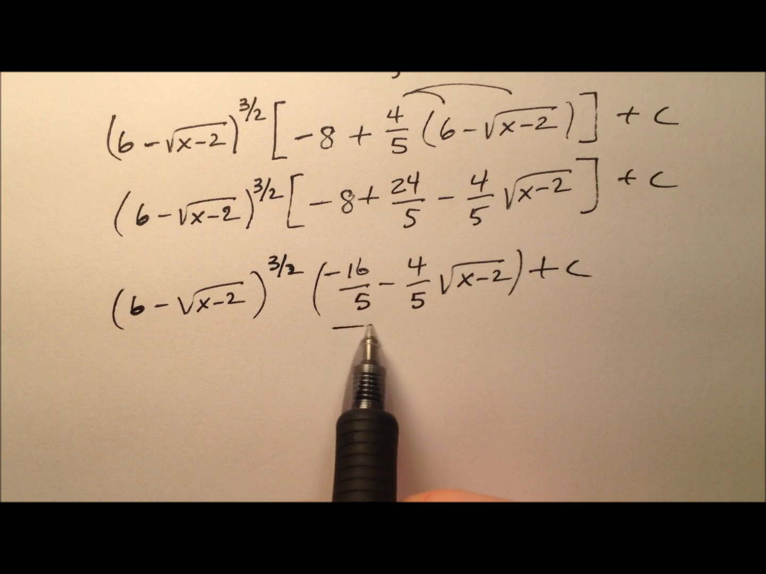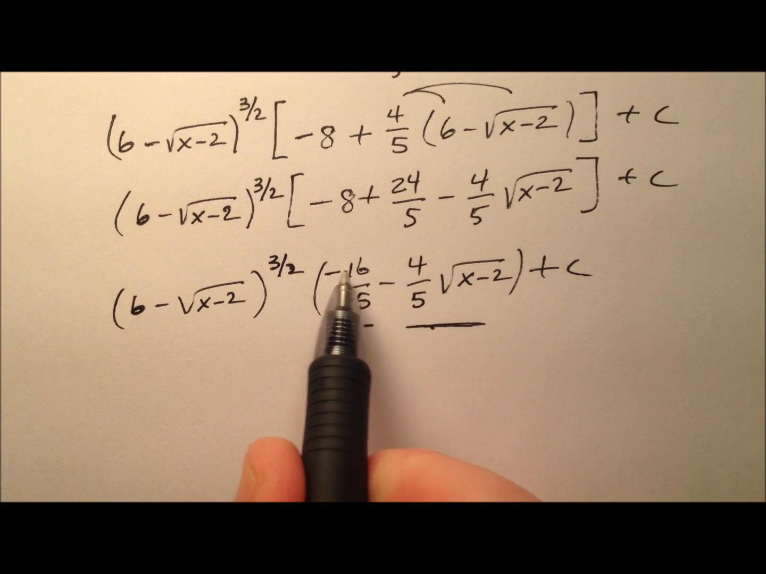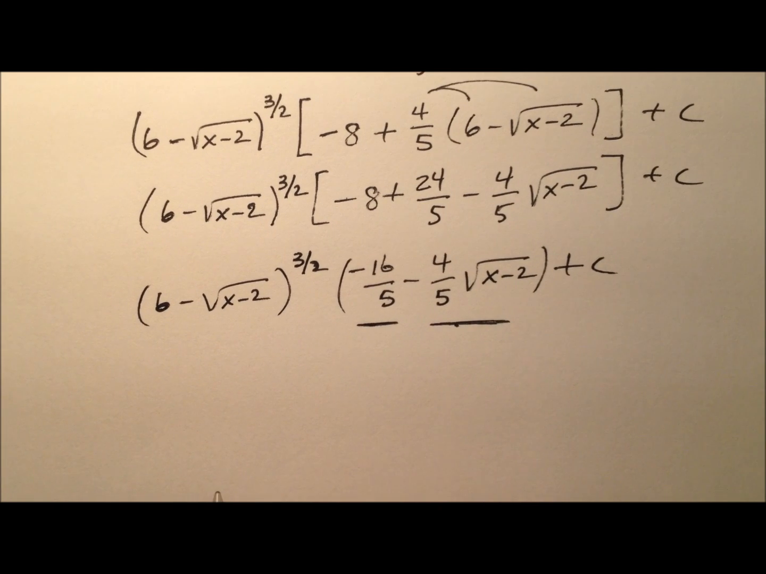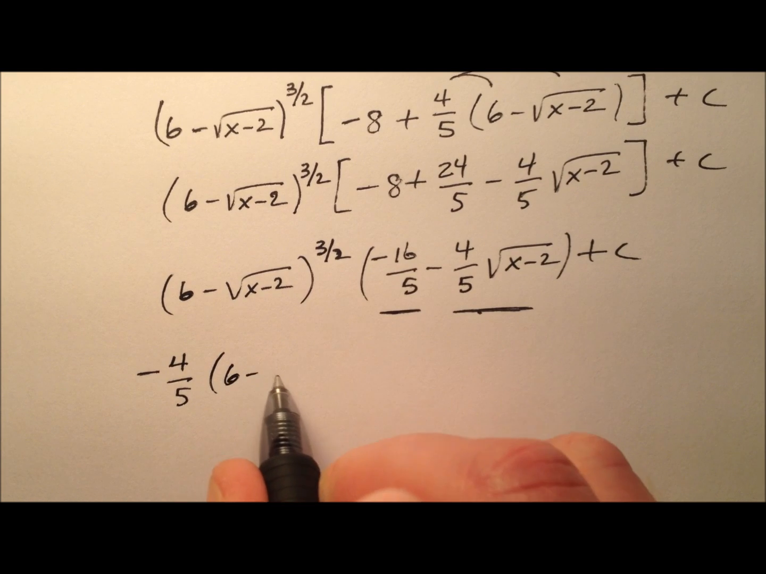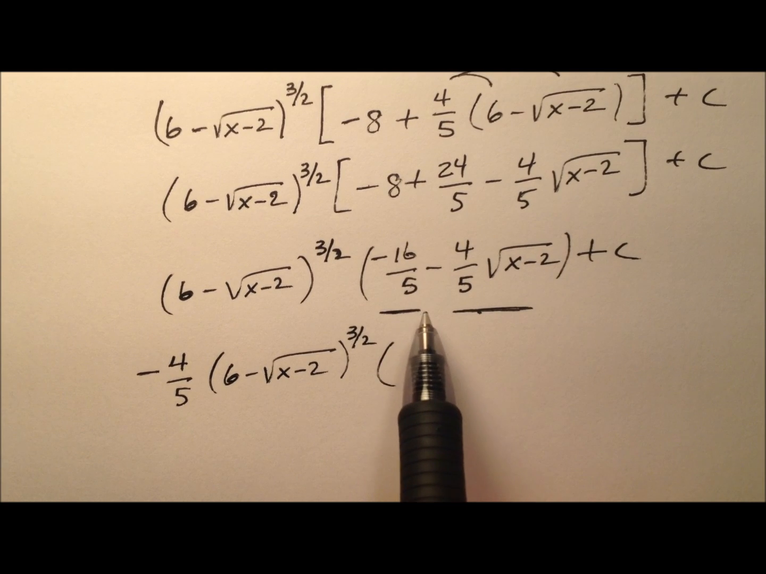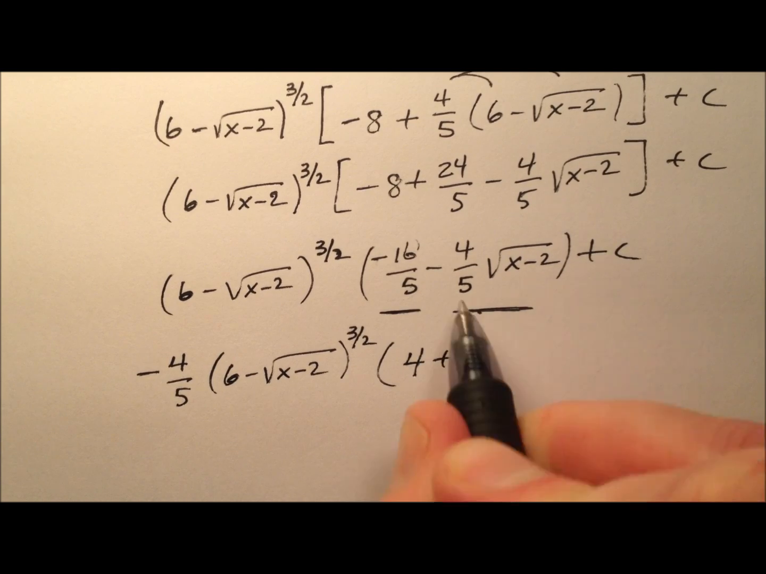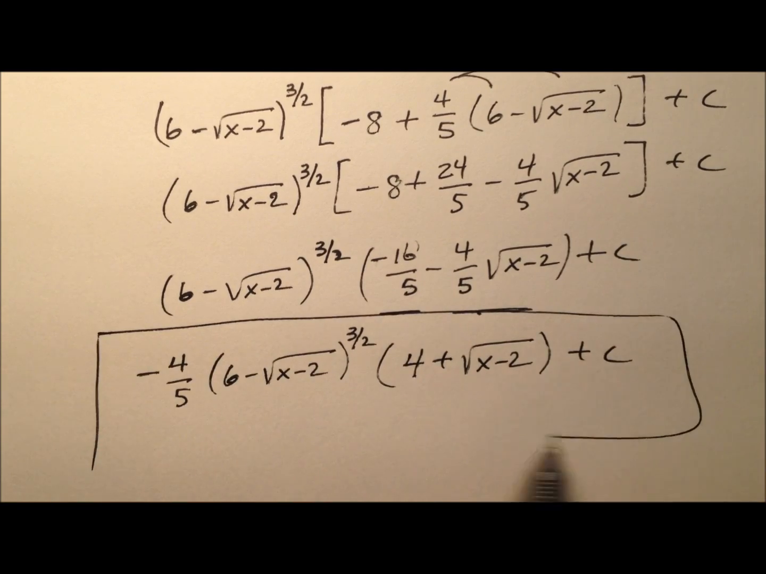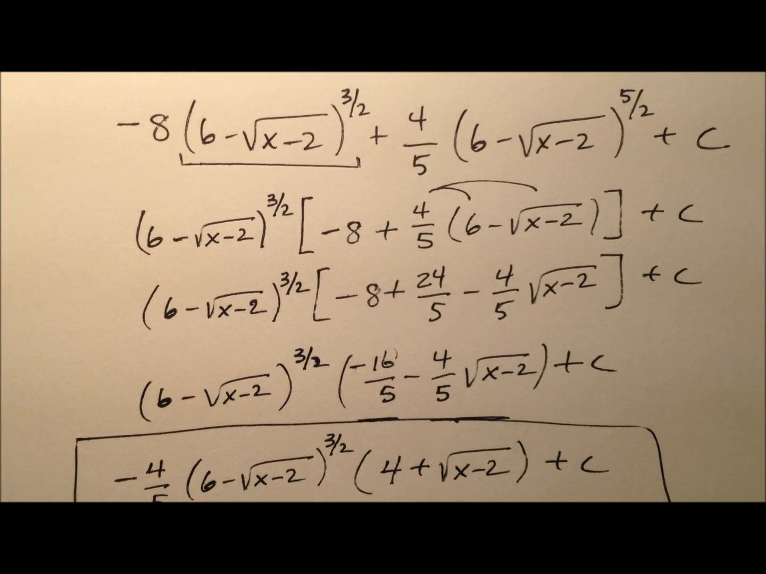So we have two terms inside here, this guy and then this guy. Looks like they both have a denominator 5, and they're both negative, and they both have 4's in the numerator that I could cancel or factor out. So let's go ahead and factor out a -4/5. And then we'll have our 6 minus the square root of x minus 2 to the 3/2 right there. And what will I have left over? Well, when I divide -4/5 out of this, I have 4, and then plus the square root of x minus 2 plus c.